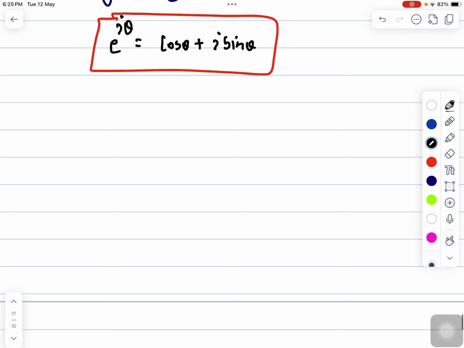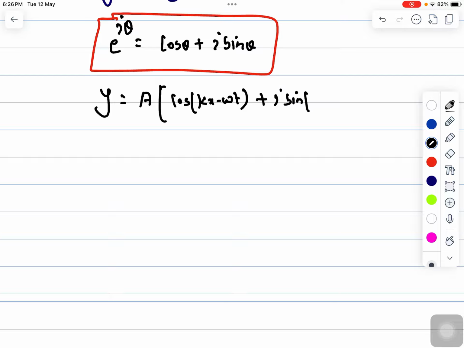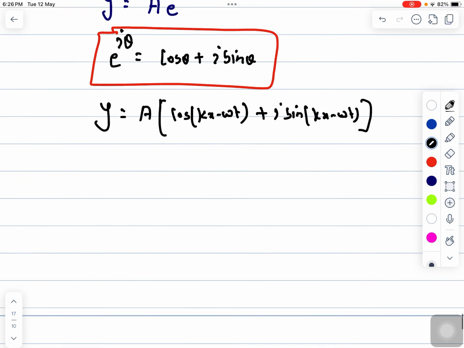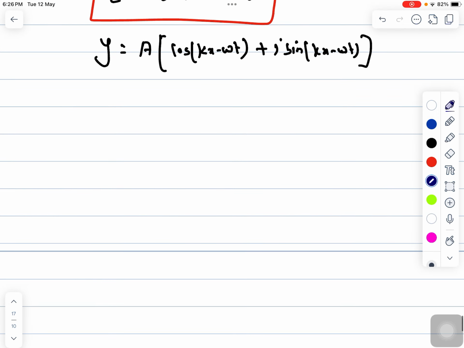Is that clear? For the derivation purpose, you can also expand the above equation like y equals A, and then cos(kx minus omega t) plus i sin(kx minus omega t). Is that clear? So we can write this in this way. Great. So this is how we can expand these things.